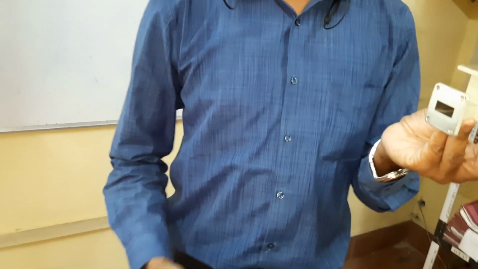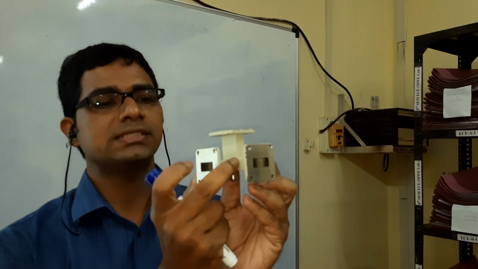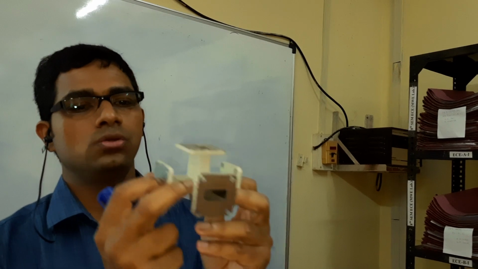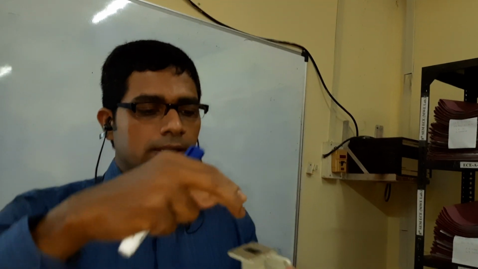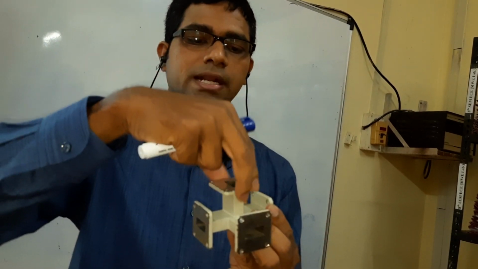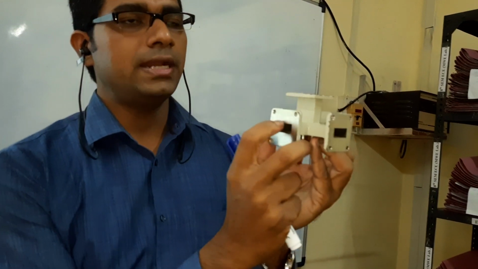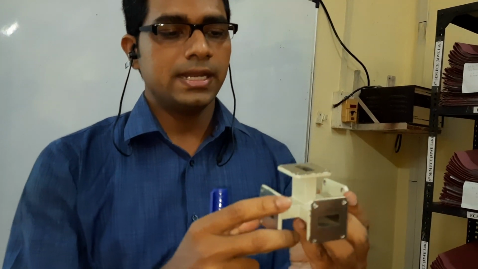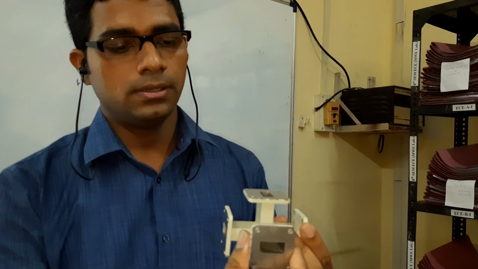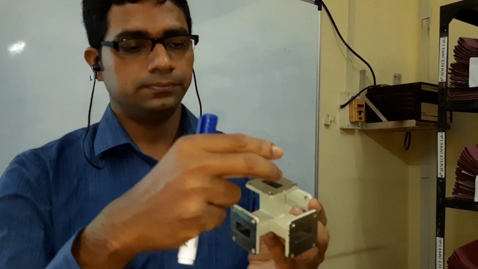Then another property is, when two signals are simultaneously given at 1 and 2, their addition comes at the H plane T and their subtraction comes at the E plane T. When two signals are given at 1 and 2, their addition results at the H plane T, that is the property of the H plane T, you know, and the subtraction comes at port 3 or the E plane T.